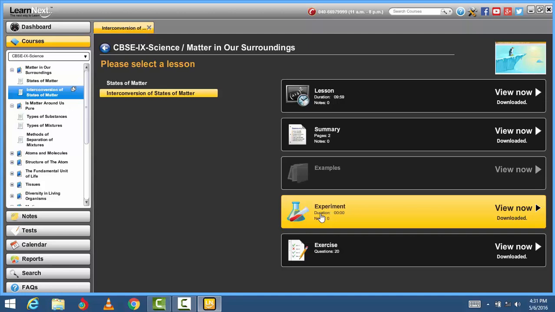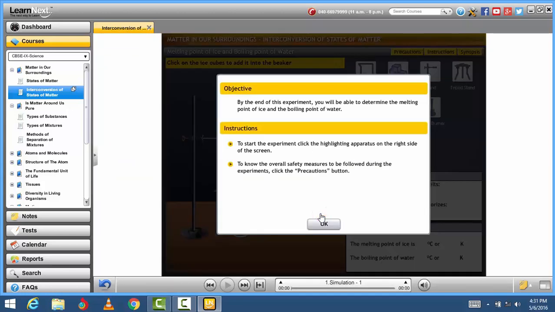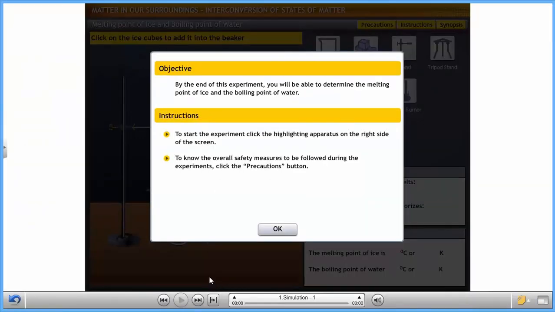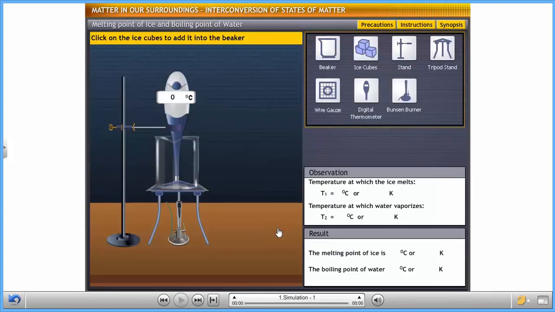We will see this experiment. Please go through the objective and the instructions for the experiment. Click on the OK button to continue after reading. We will, in the process of the experiment, use the apparatus set on the right side of your screen. Please click on the highlighting apparatus when instructed. Click on the ice cubes to add it into the beaker.